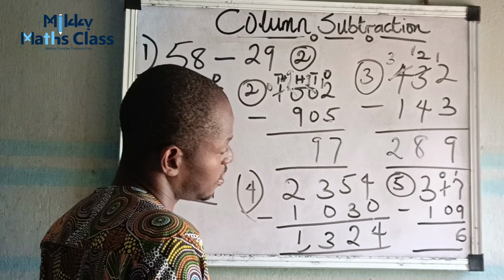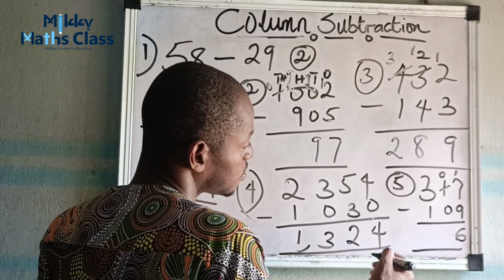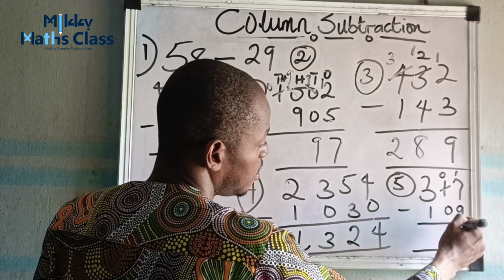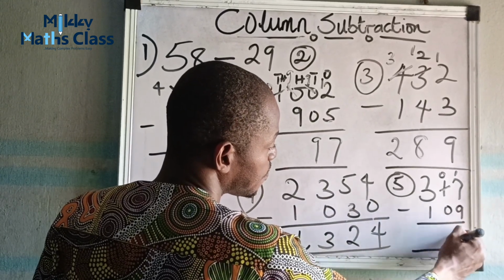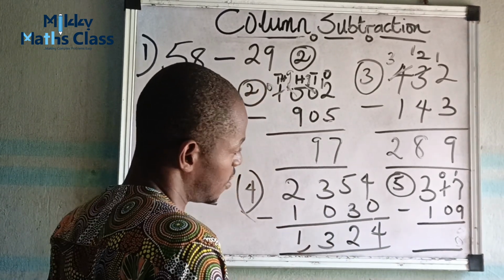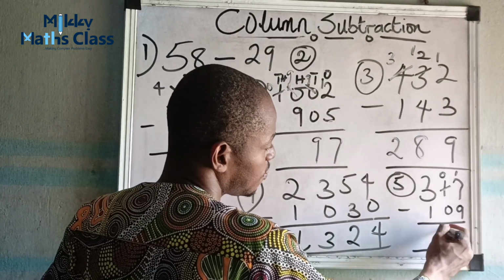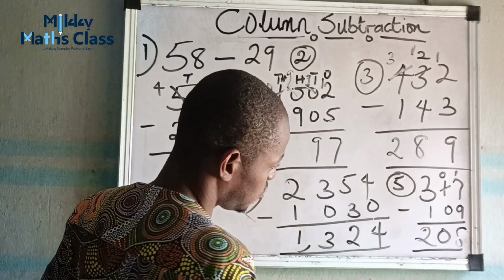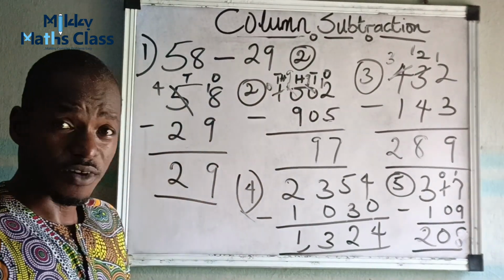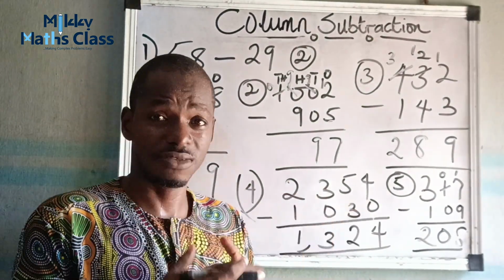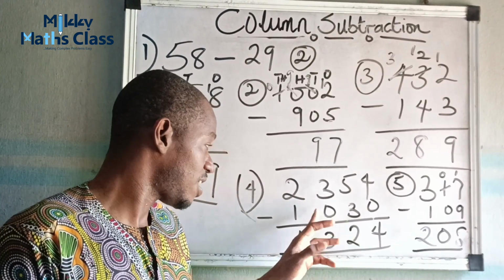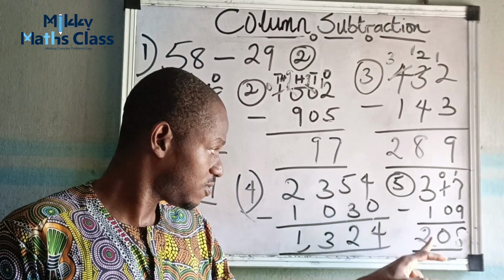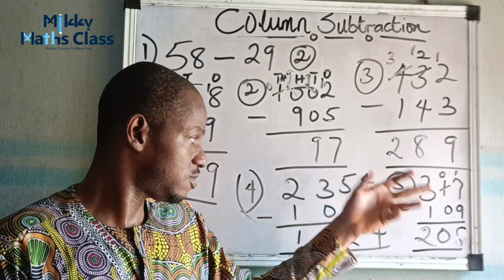Now, the next thing, oh, sorry, that's 8, not 6. That's 8. Now 0 minus 0 is 0, and 3 minus 1, that's 2. So if you want to confirm you are correct, addition and subtraction are interrelated, just add these two. If you get this, that means you are correct.